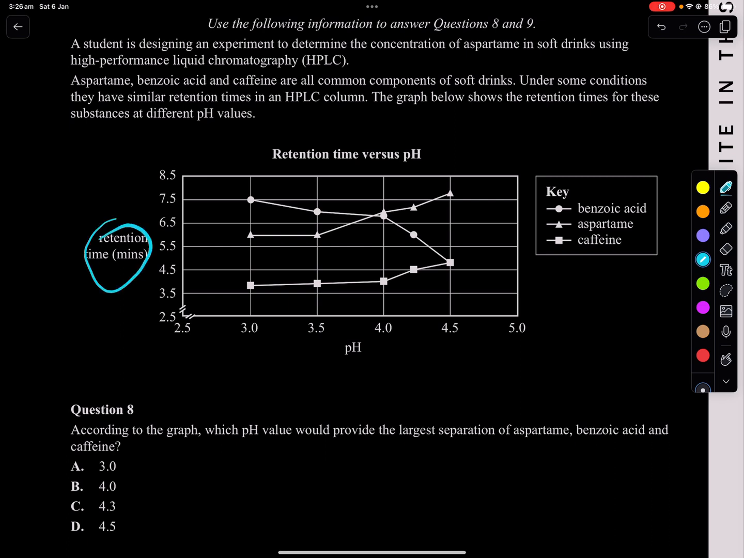Okay, so we can see retention time on the y-axis and pH on the x-axis, and we can see that we've given a key. According to the graph, which pH value will provide the largest separation of aspartame, benzoic acid, and caffeine?